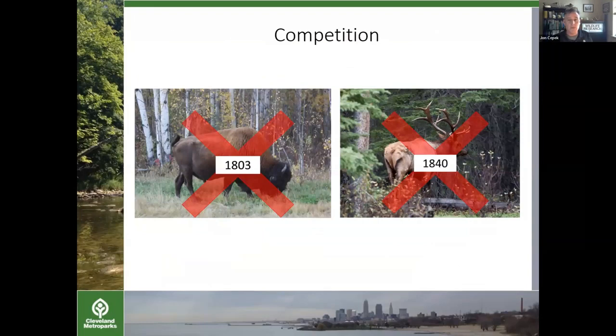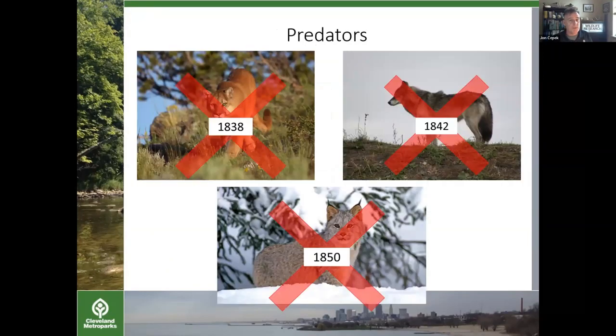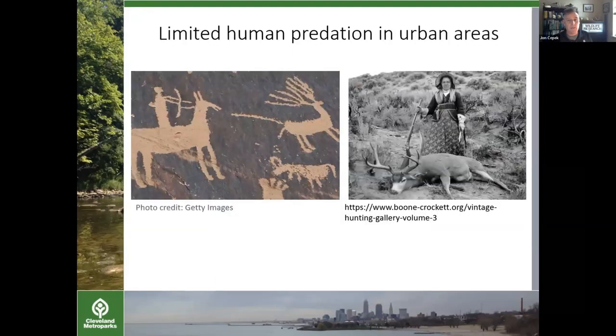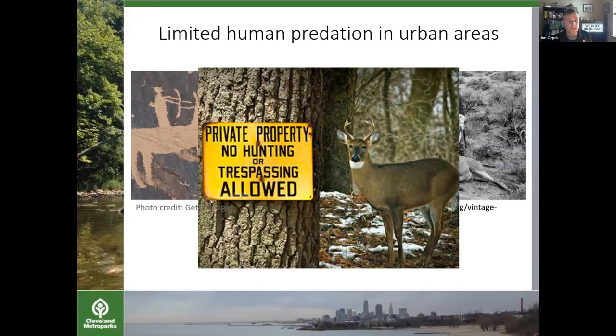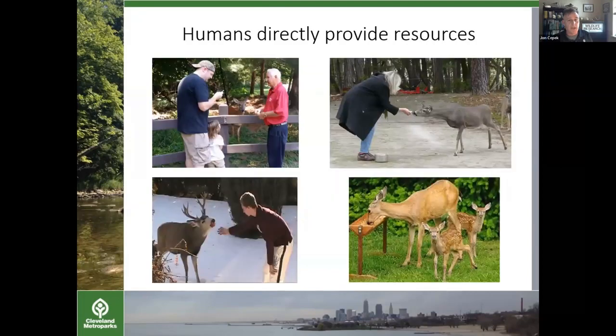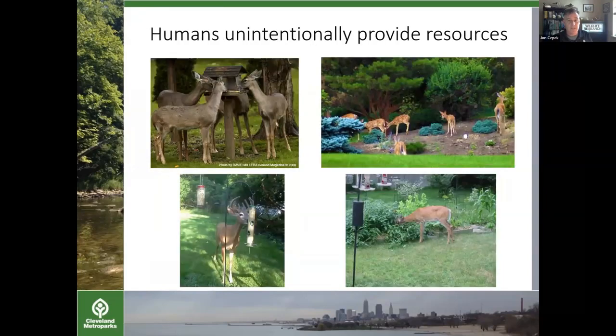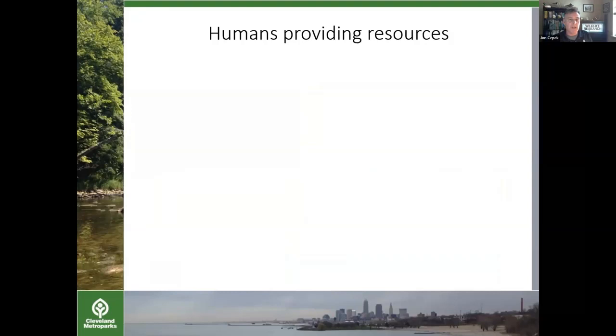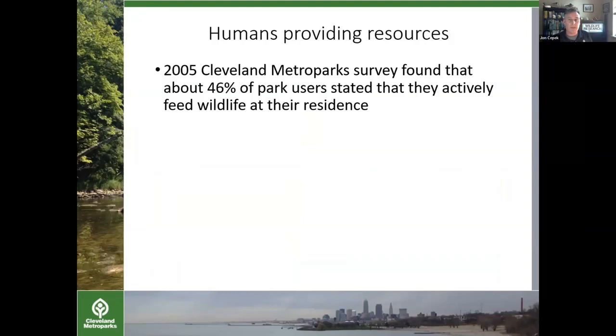One reason is because humans remove natural competition for resources from natural large herbivores like wood bison and elk. Humans also removed historic native predators in Ohio and many areas. And historically, humans have played a role as a predator. We may no longer subsistence hunt, and historically, we didn't hunt in urban areas. And humans intentionally, directly provide resources, and this also changes wildlife behavior. Humans also unintentionally provide significant resources to deer and many generalist species in urban areas. Some scope to anthropogenic resources: a Cleveland Metro Parks study found that about 46% of park users said they fed wildlife at home.